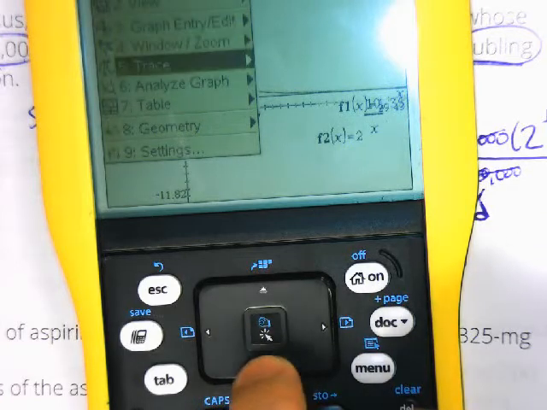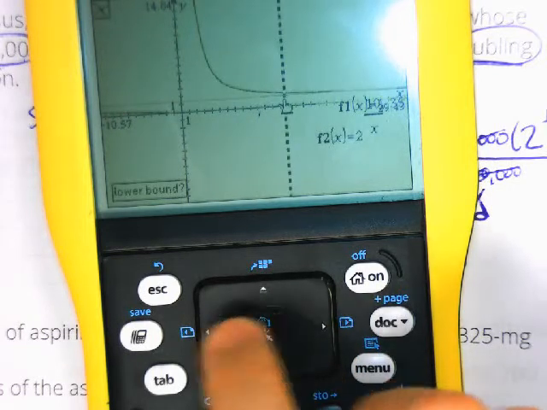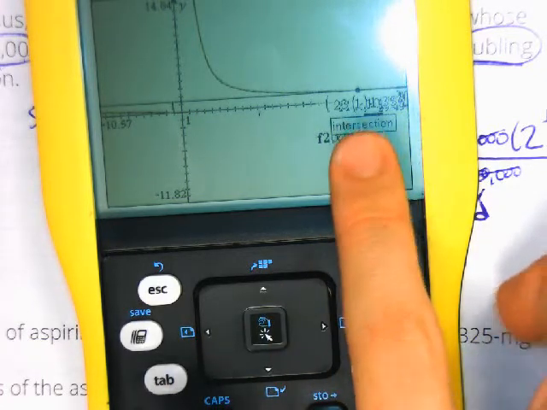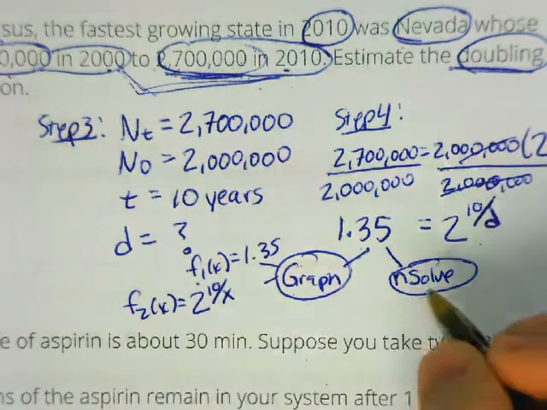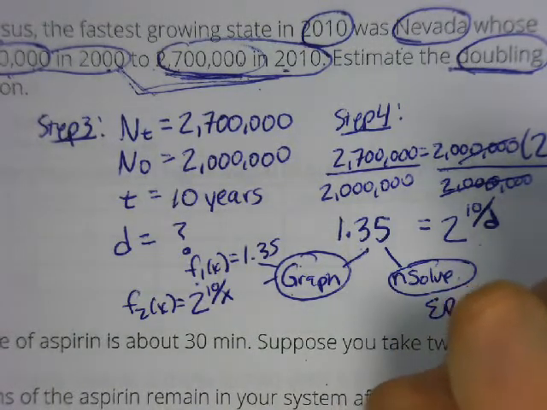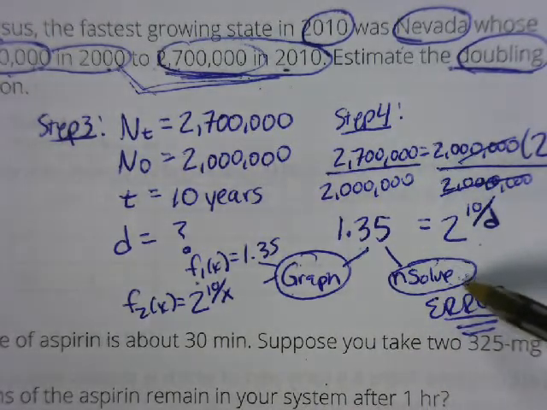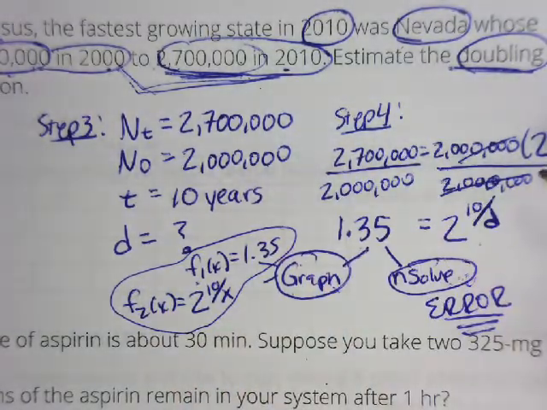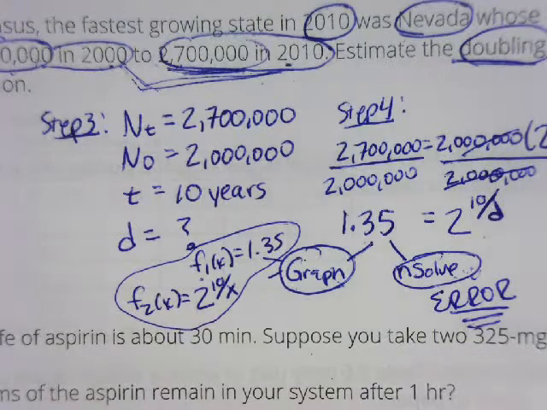So let me go to menu, analyze graph, intersection, and give it a lower bound and an upper bound. And our answer will be somewhere in there. Okay, so I don't want to just give you the answer. I want you to understand that sometimes NSolve will give you an error. And if you double check and you make sure that what you plugged into NSolve was correct, then be aware that this is your other option. Okay, so that's how we would work through question 38.